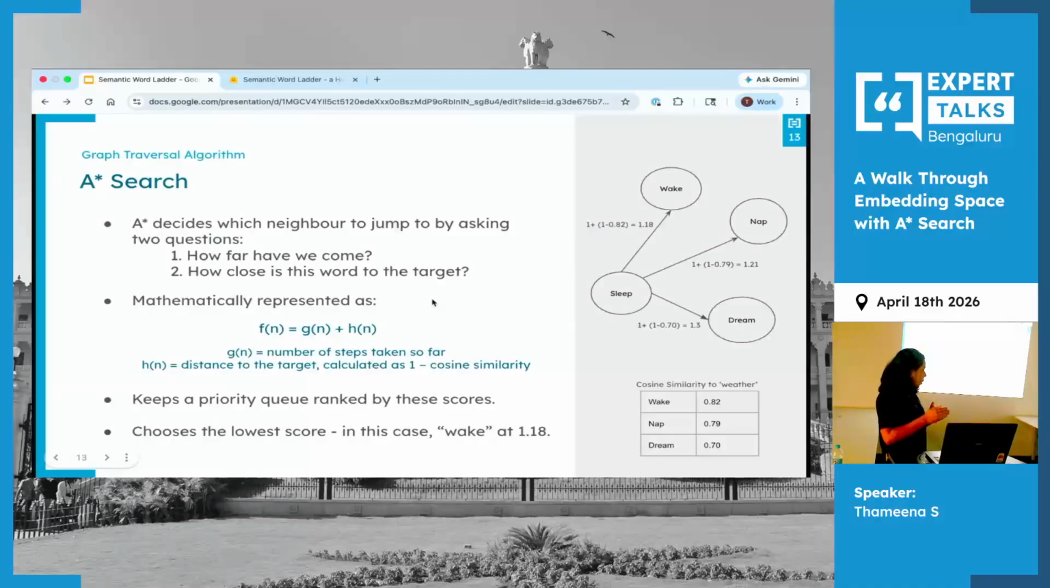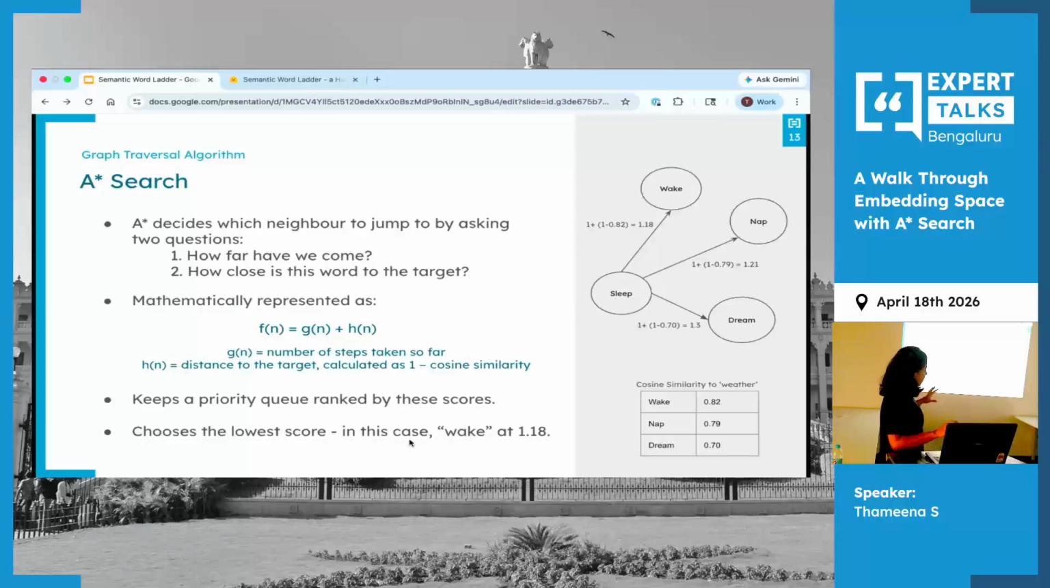So at any point in the graph, if one branch starts looking bad, that is, if the f of n score starts going up, that goes down in the priority queue. And any other node that it saw previously in a different branch that had a lower f of n score will get picked up, and the algorithm will traverse that path. So this is how A star works at a very high level.